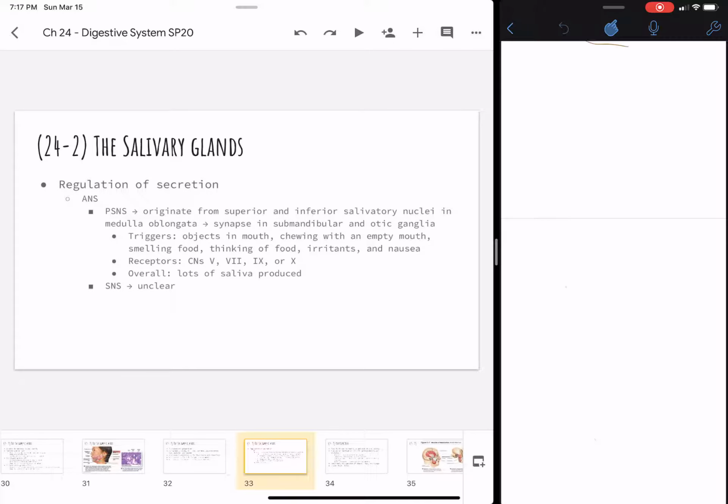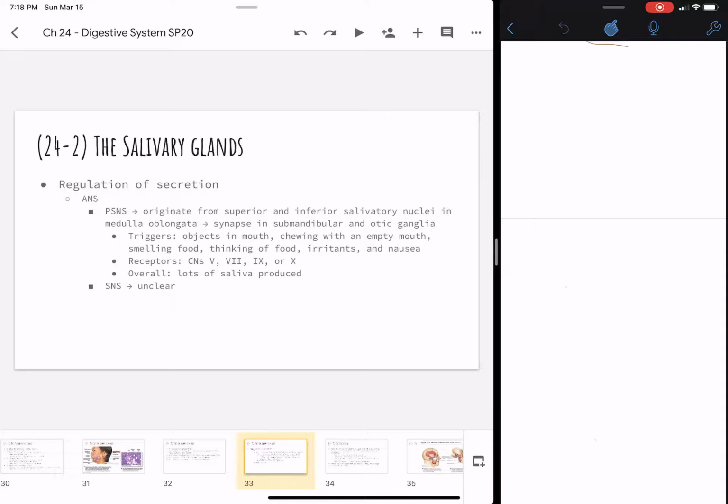How do we control the amount of secretions that are happening through the autonomic nervous system? We have both parasympathetics and sympathetics. The sympathetics aren't really well studied. We don't really understand what they do. But as far as the parasympathetics go, it's triggered as soon as the food actually enters your mouth, or if you're even thinking about food, or if you have any irritants in the mouth, or any nausea.